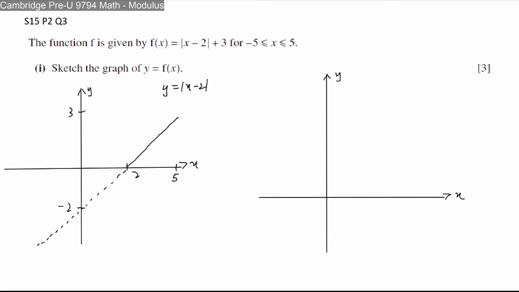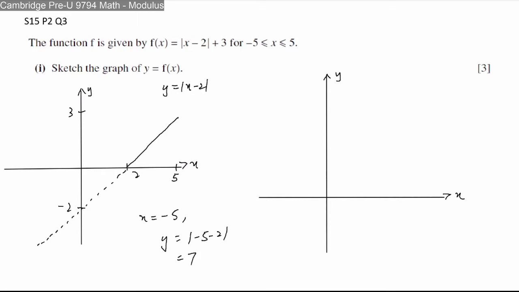And remember what we need to do is we are going to reflect this. But before we actually reflect that, we need to find out what is the value of the y in this case when x is equal to negative 5. So when we have x equals negative 5, in this case, we have y equals negative 5 minus 2 with the modulus. So we have y equals 7.